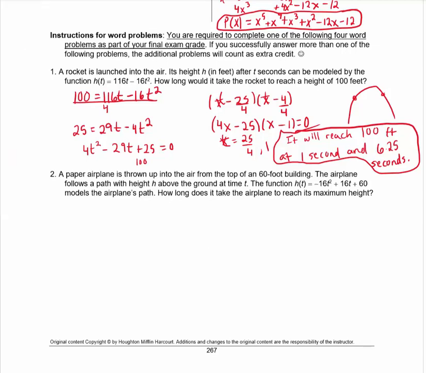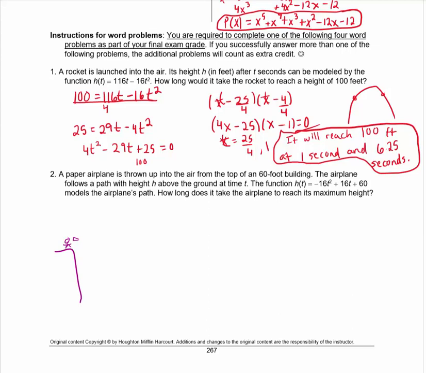Number 2, a paper airplane is thrown up into the air from the top of a 60-foot building. So top of a 60-foot building, there's a person up here throwing a paper airplane, which is not a good idea, so don't do that. The airplane follows a path with height h above the ground at time t. So kind of a similar formula to what we had before. You'll notice that they both had negative 16s, which has to do with gravity. Spoiler alert for physics if you haven't taken it yet.